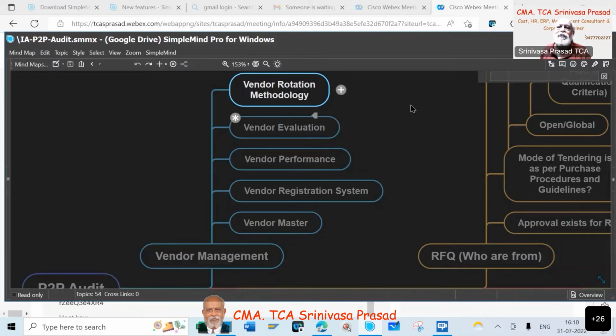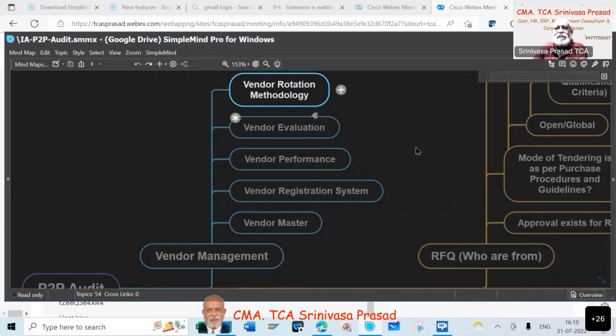Suppose the public policy requires vendor rotation in a public sector undertaking and it is not there, then we are supposed to definitely point out that this is not as per the government policy. You don't have this policy at all. You should introduce it. That is what we should give as value addition points. These are some of the points.